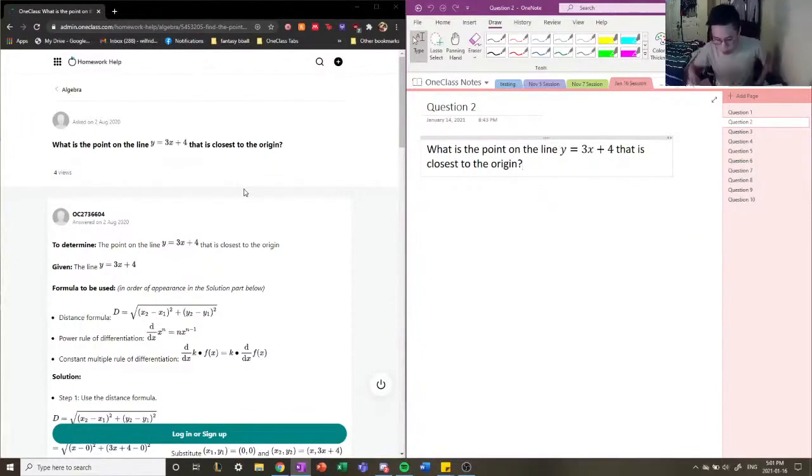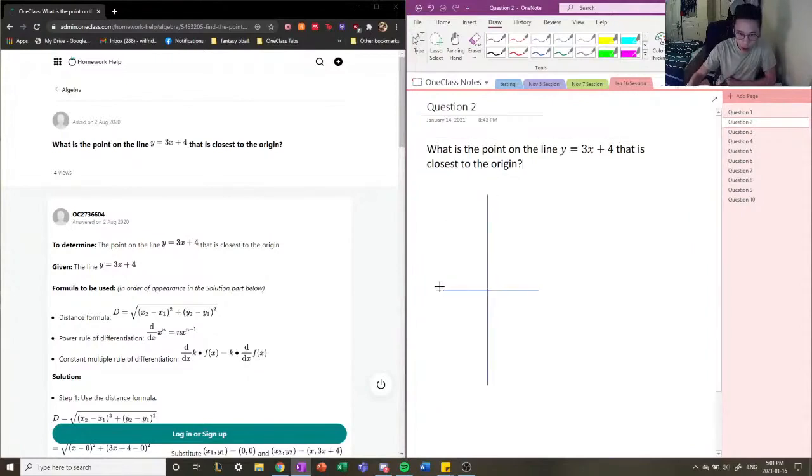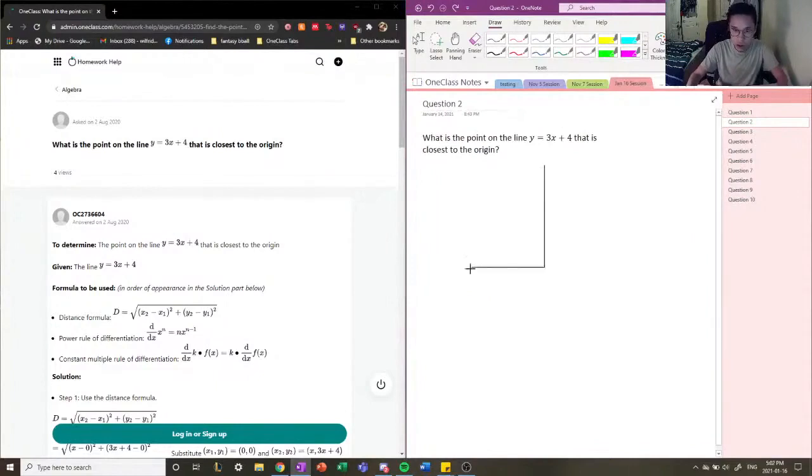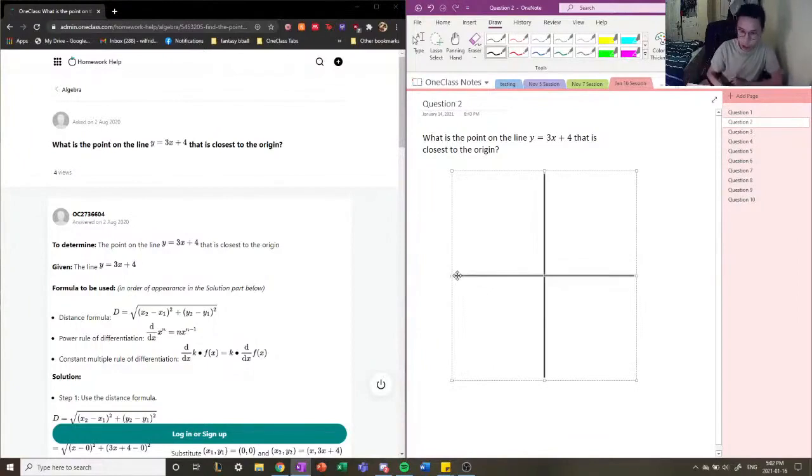Alright, so I need to define what our origin is first, if you guys don't know. On our Cartesian plane here, and we're going to label the axes, the origin is basically the center of our Cartesian plane, or the coordinate 0, 0.